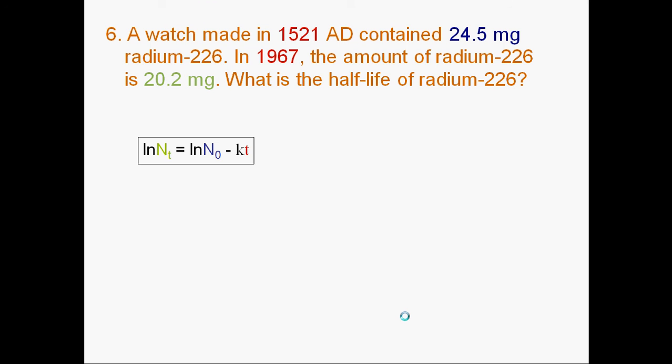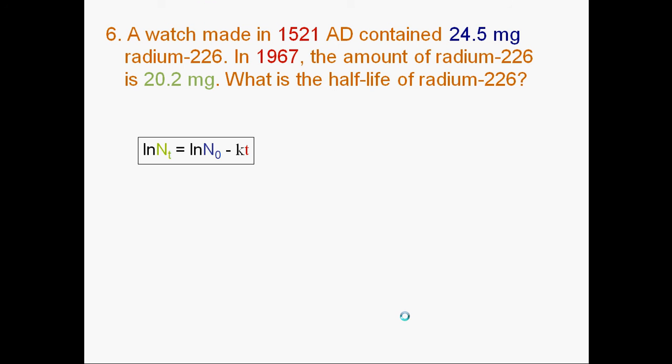Another problem. We've got a watch that was made in 1521. At the time that it was created, 24.5 milligrams of radium-226 were put into it. I don't know why, they just felt like it, I guess. But then we pick up this watch again in 1967 and discover that at that point there's only 20.2 milligrams of radium-226. Now what we're trying to do is, from this information, we can determine the half-life of radium-226.